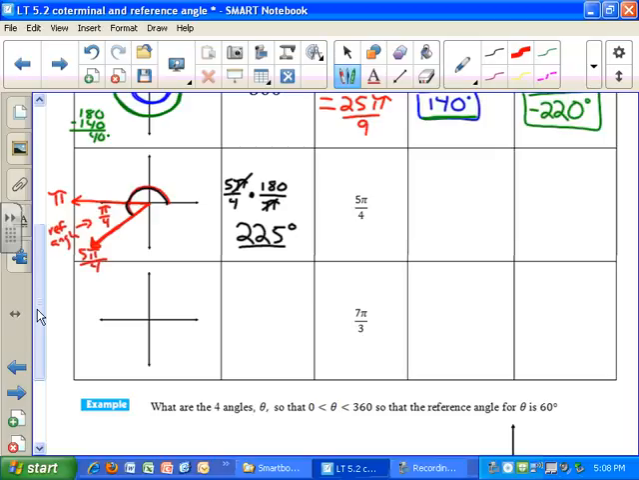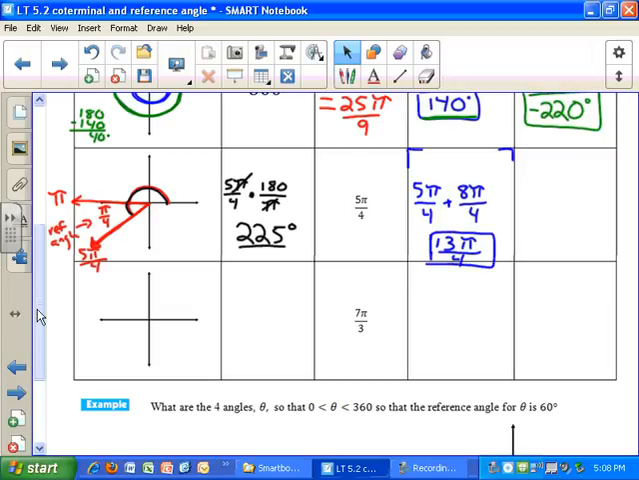To find a positive coterminal angle for this box right here, we want to take our original angle of 5 pi over 4 and add 360 degrees, but because we're using radians, we will add 2 pi. But I know that I can't add those as they are, so I'm going to turn that 2 pi into a number with a common denominator of 4 on the bottom. So I know that 2 pi is the same as 8 pi over 4. I can add those together and get 13 pi over 4.